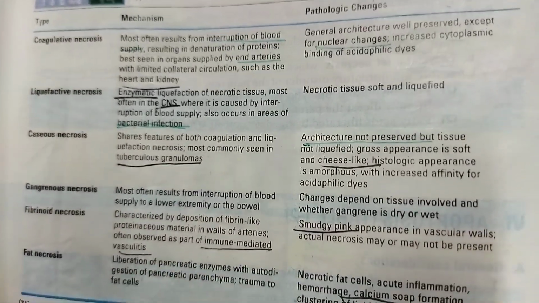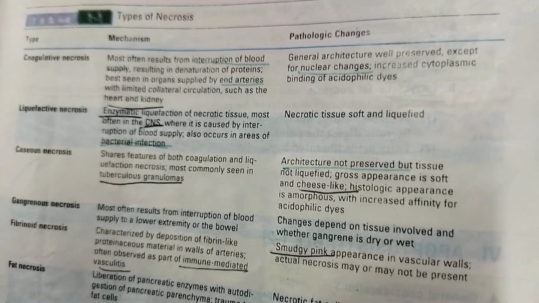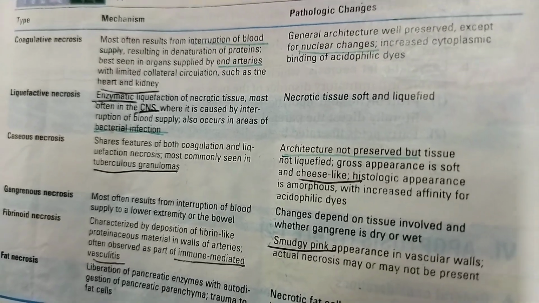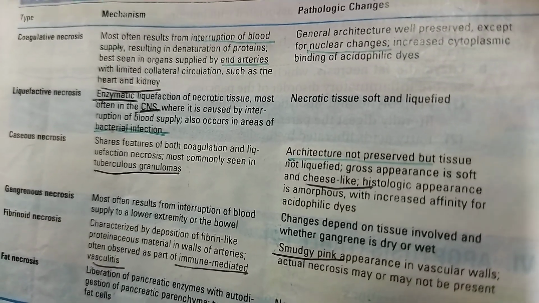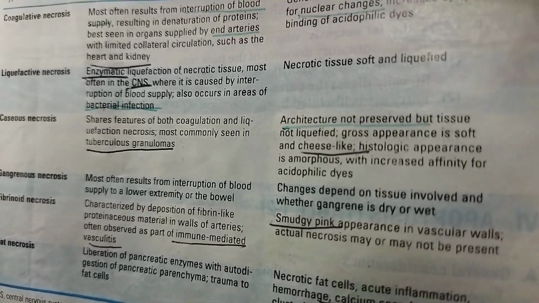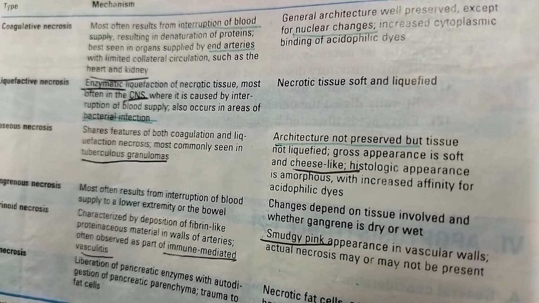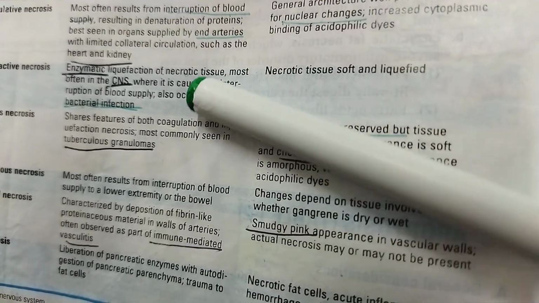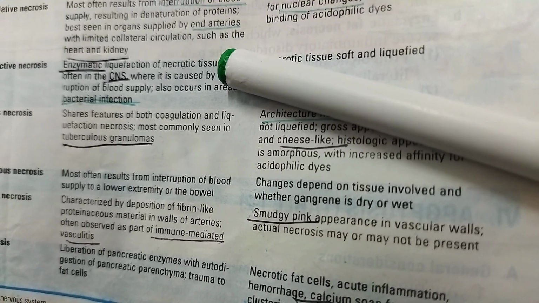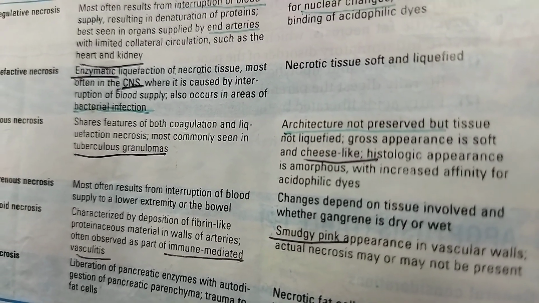Types of necrosis. Let's see through a table. It's table 1: type, mechanism, and then pathologic changes. First column types, second column mechanism, and third column pathologic changes. So first is coagulative necrosis. Coagulative necrosis most often results from interruption of blood supply, resulting in denaturation of protein, best seen in organs supplied by end arteries with limited collateral circulation, such as heart and kidney.